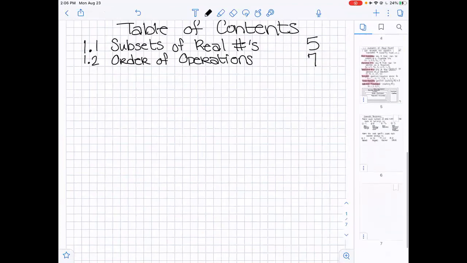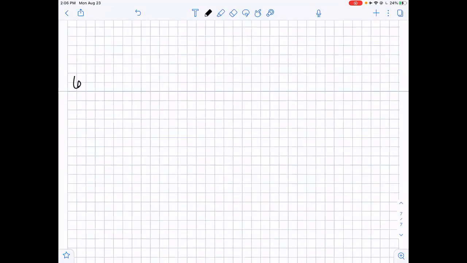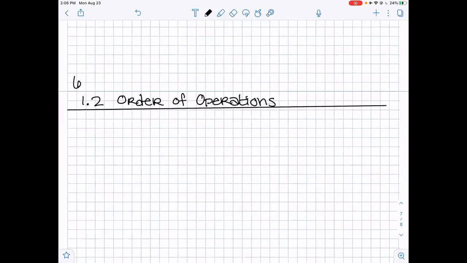Then turn to a new blank page and write 1.2, order of operations. This whole first chapter should be a review. Underline it for me.